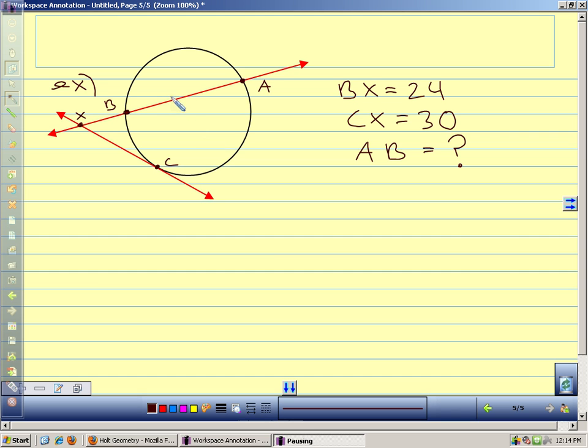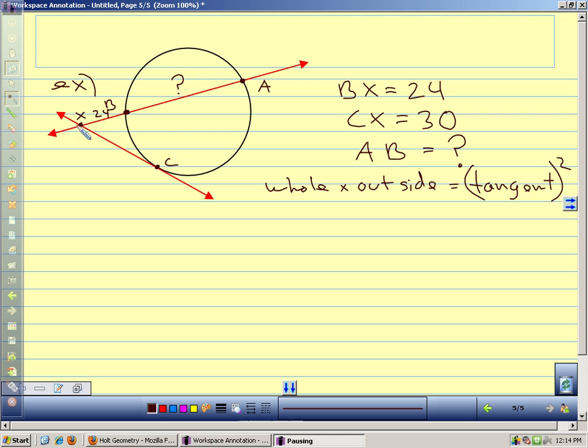Now, our rule for this one is going to be the whole times the outside equals the tangent squared. Because we have a secant and a tangent that intersect outside our circle. So for the top line, for the top segment, what is the length of the whole thing? BX is 24. AB is what? Question mark. We don't know what that is. That's what we're trying to find.